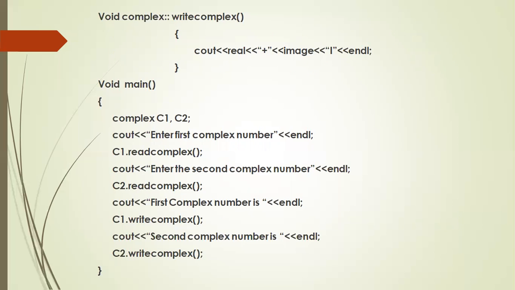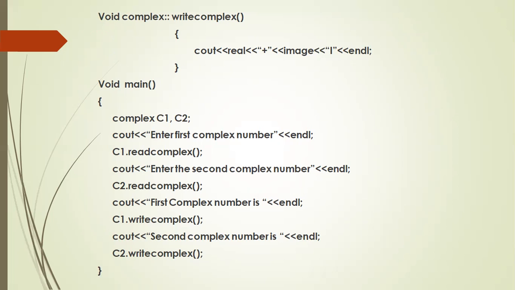Now we create the object and call the member functions one by one. Void main, complex C1, C2. So here C1 and C2 are considered objects of which class? Complex class. Now you can call the member function, either read complex or write complex, with any object you like. See how? Enter the first complex number. Here we have to input the values of real and imaginary for the first complex number, meaning you have to call the read complex function with the C1 object. C1 dot read complex.